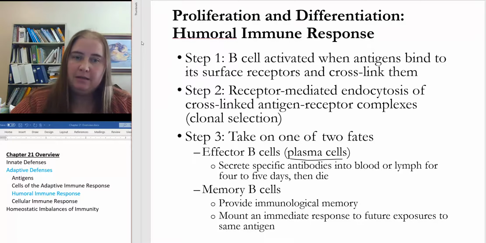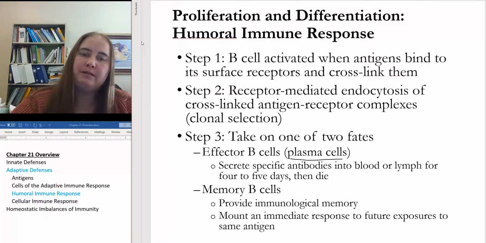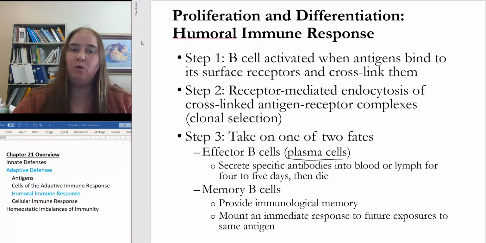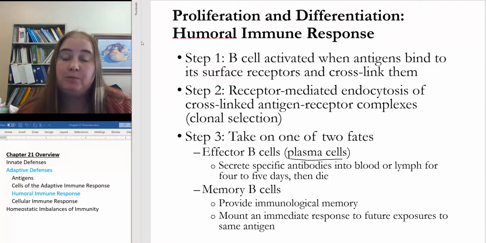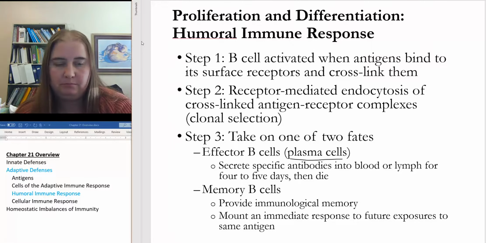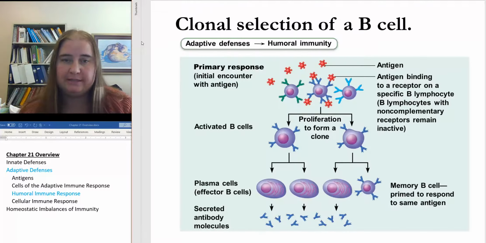However, when that cell differentiates or proliferates, which is dividing, and then it differentiates, it will also form memory B cells. And that B cell will always retain immunological memory, which means the next time it encounters a pathogen, that same pathogen or antigen, it can elicit a response much, much faster. Okay, so let's look and see how this process works.